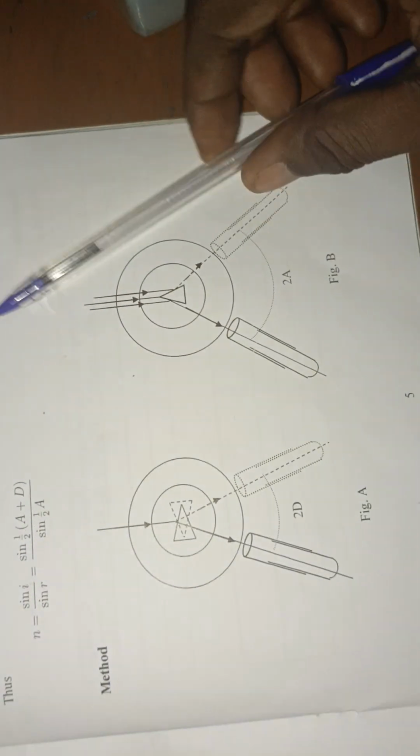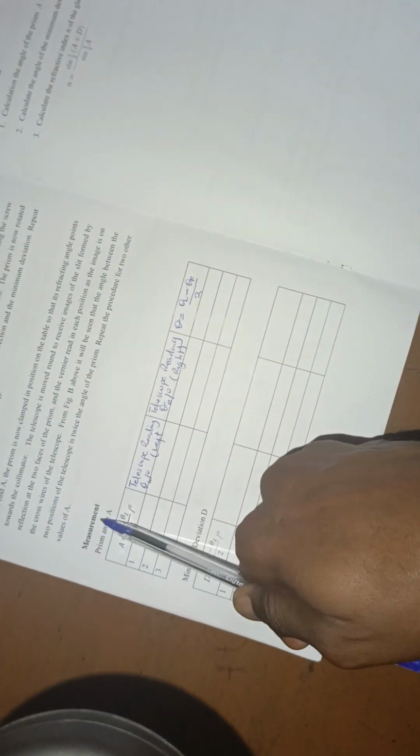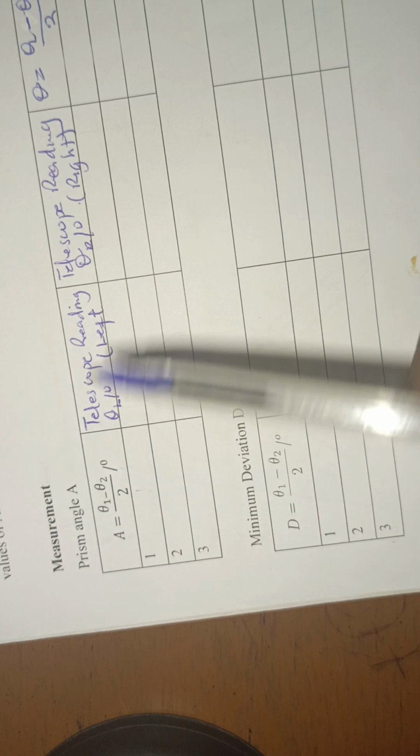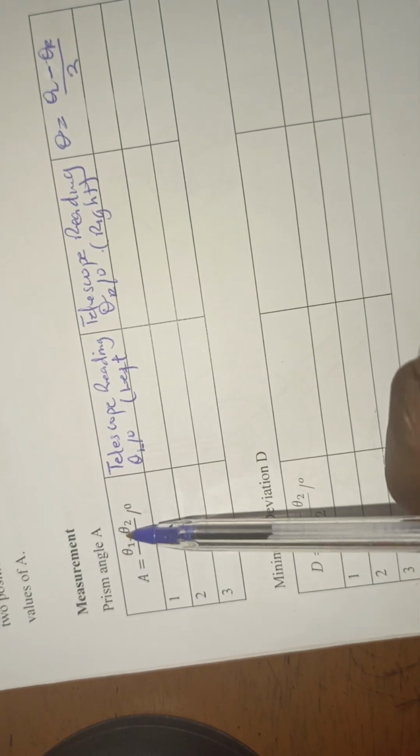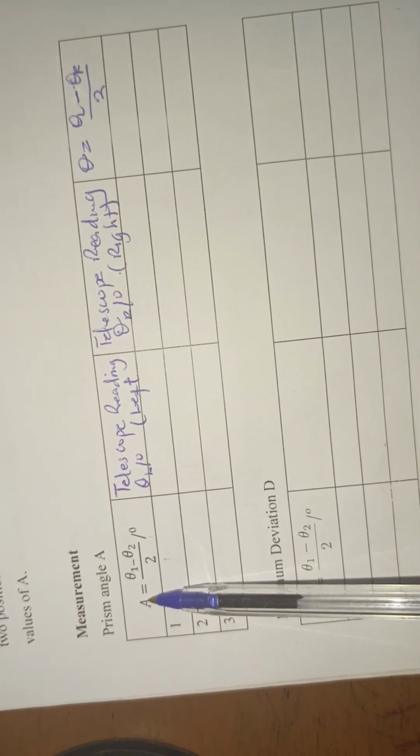So to do this particular diagram, or to find the deviation, we'll be using this table. First we do the angle, and then second we do the deviation. Okay, the angle and deviation. So let's do the angle first, because that table is first. Now this column is talking about the angle.